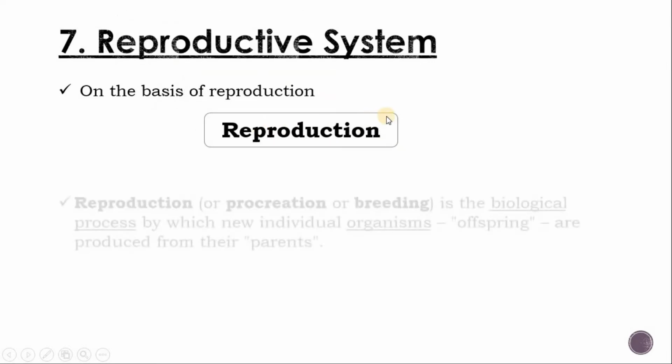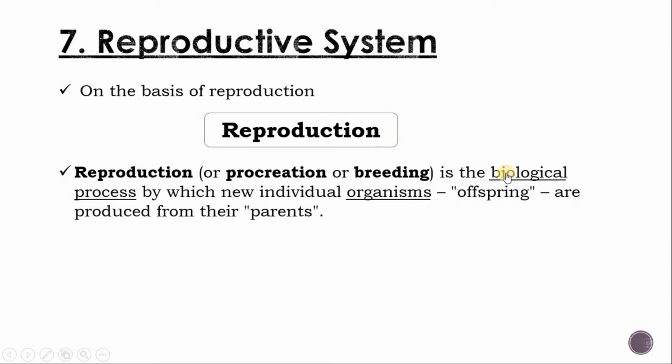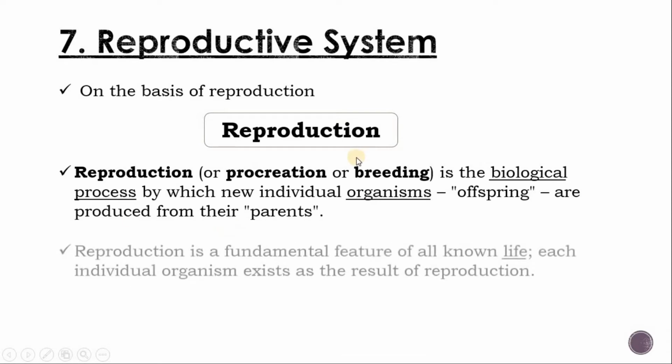Now we jump onto the last system, the reproductive system. On the basis of reproduction, we can easily classify the animals and compare them. First of all, what is reproduction? Reproduction is a biological process by which new individual organisms or offspring are produced from their parents. Reproduction is the process by which a new organism is produced from its parents.